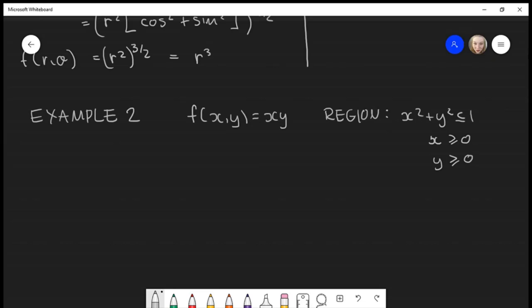The first thing I'm going to do is convert the Cartesian function into a polar coordinate function. So the function in polar coordinates, we know that x is r cos theta and y is r sine theta. So times them together, it becomes r squared cos theta sine theta.